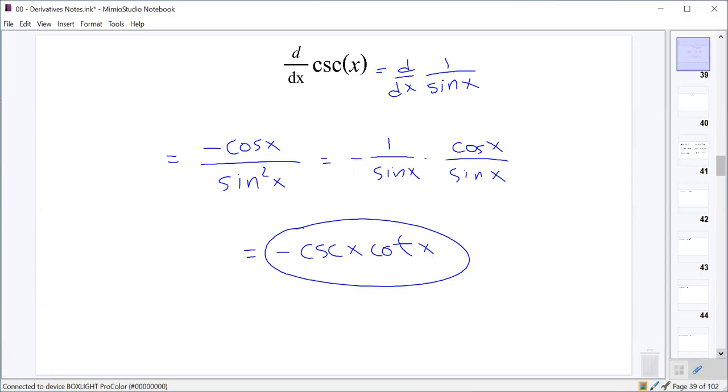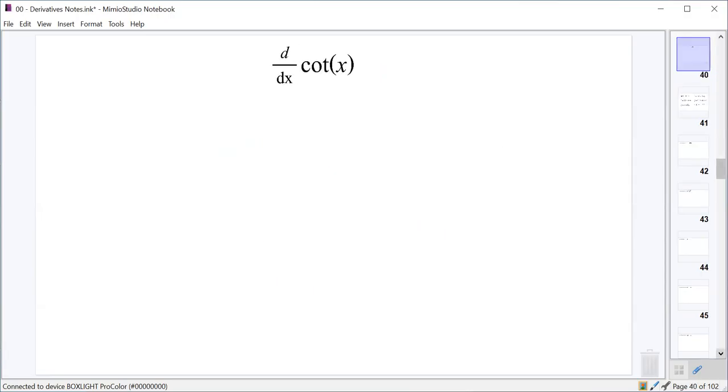And our last one, the only one we've got left here, is the derivative of cotangent x. And we've got 2 different ways we can think about the derivative of cotangent x. The first would be to take the derivative of 1 over tangent x and use the reciprocal rule. So that would be negative derivative of tangent. Derivative of tangent is secant squared. And then we would divide that by tangent squared. And we should be able to simplify that down a bit.